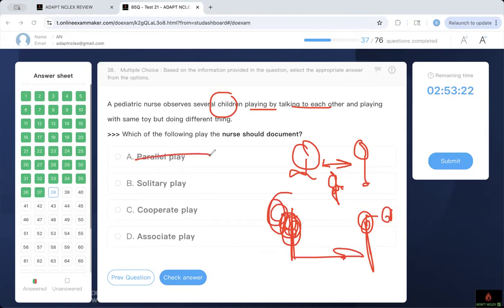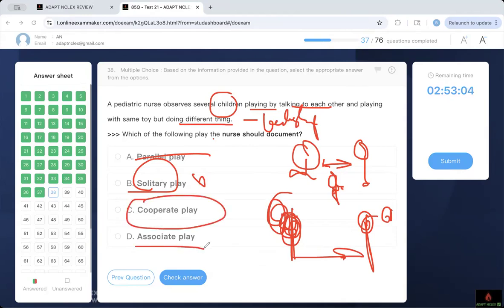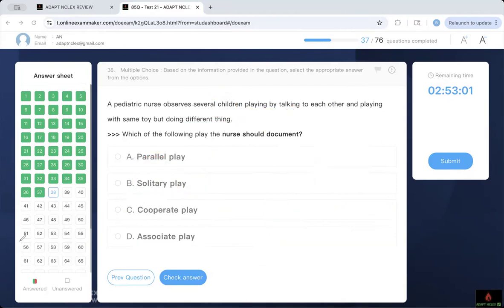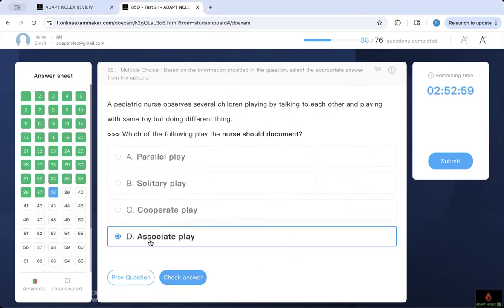So this is gone. Solitary play, I'm playing alone. This is they're playing along with each other. Therefore, it can be. But doing different things, right? There is no leadership. They never mention anything about leadership. Therefore, it can't be cooperative. It has to be associative play. This is an example of associative play.